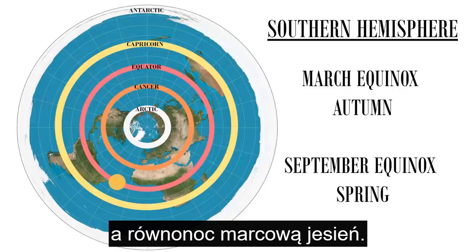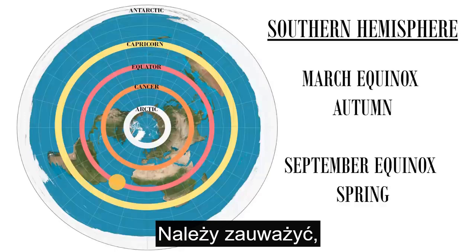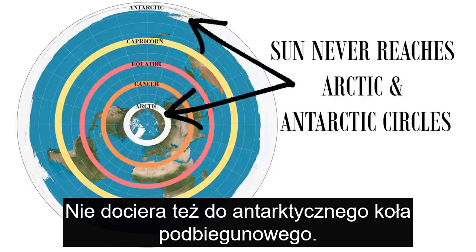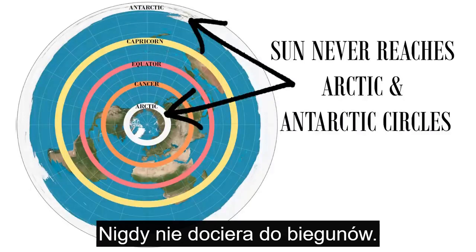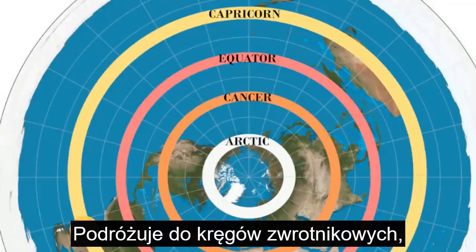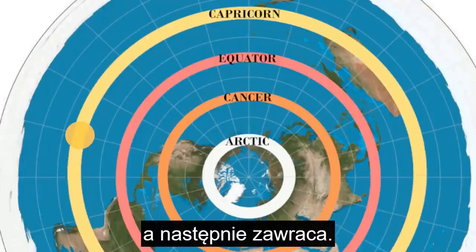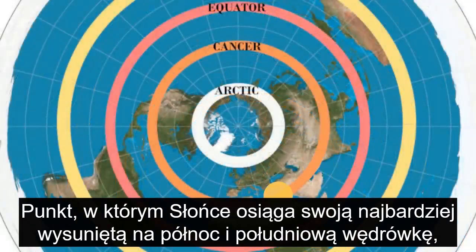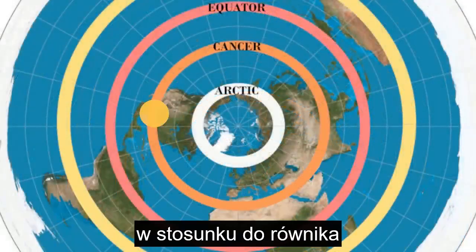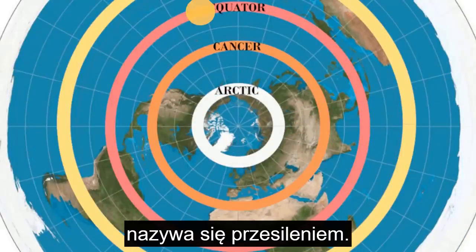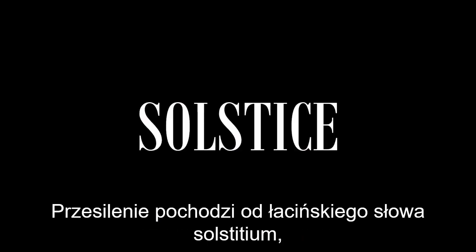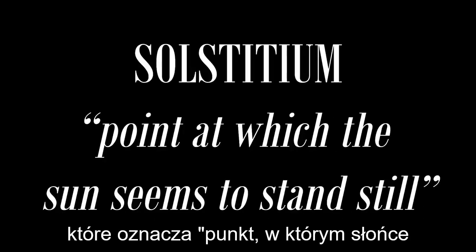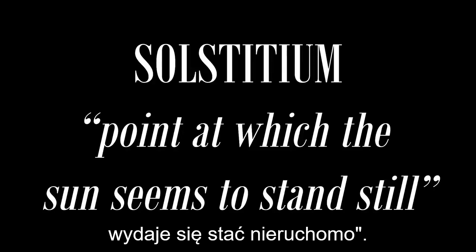It is important to note that the sun never reaches the Arctic Circle, nor does it reach the Antarctic Circle. It never reaches the poles. It journeys to the tropic circles and then turns back. The point at which the sun reaches its most northerly and southerly excursion relative to the equator is called the solstice. Solstice comes from the Latin word solstitium, which means point at which the sun seems to stand still.